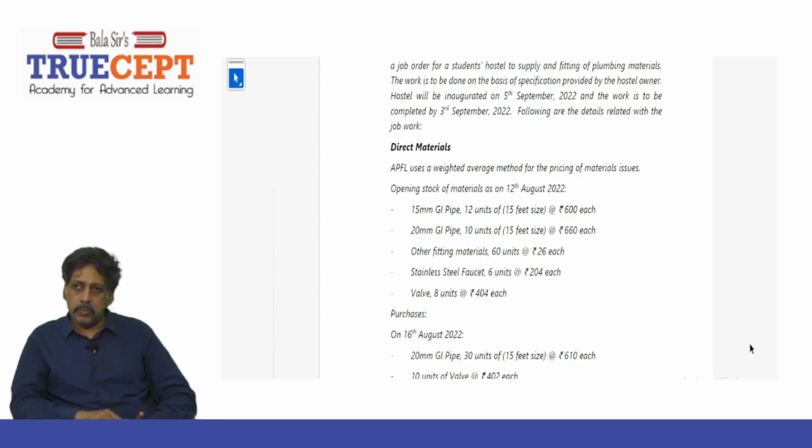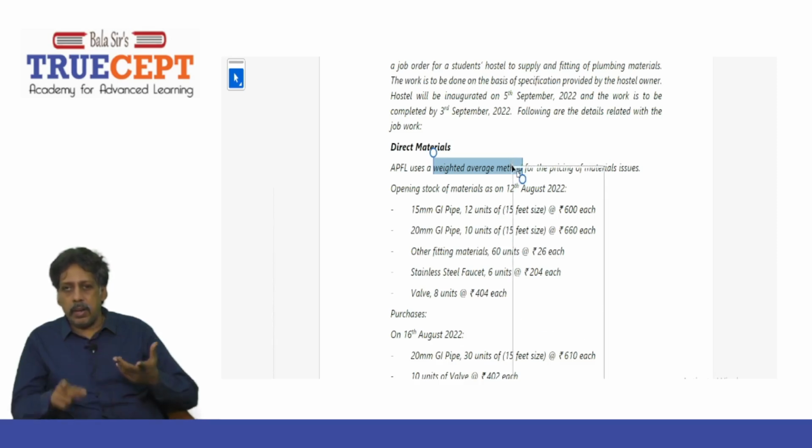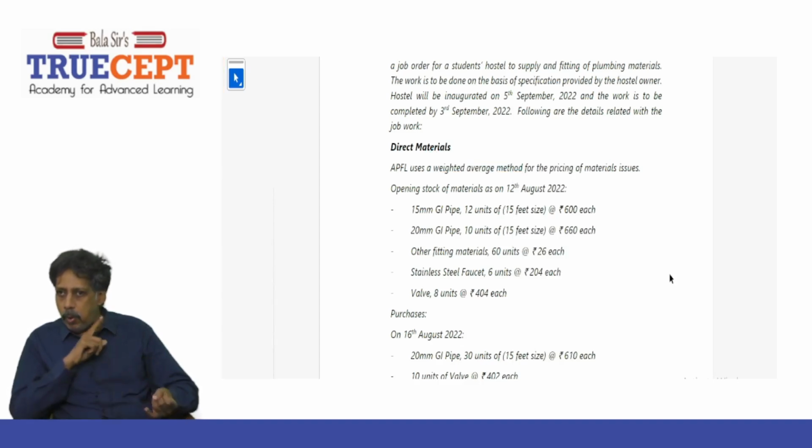Direct material. APFL uses a weighted average method of pricing of materials issues. Please underline that phrase. The firm, that is your company, uses what? The weighted average cost method in pricing what? Materials. Anyway, we'll be learning this once again in the chapter on material costing. But you all know by now the meaning of the FIFO method, first in, first out, and something called the weighted average cost method.